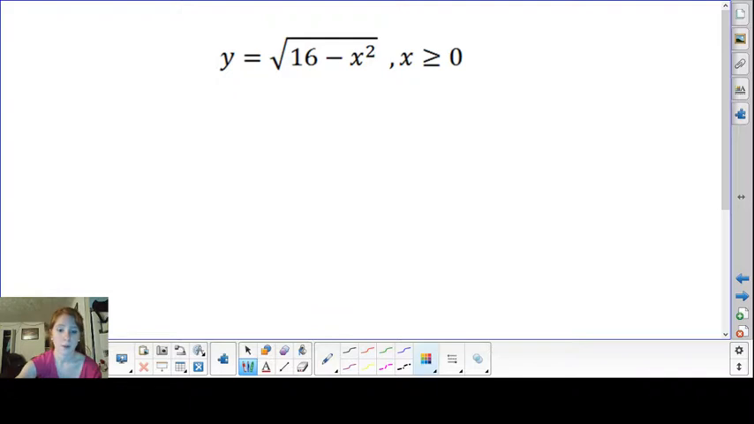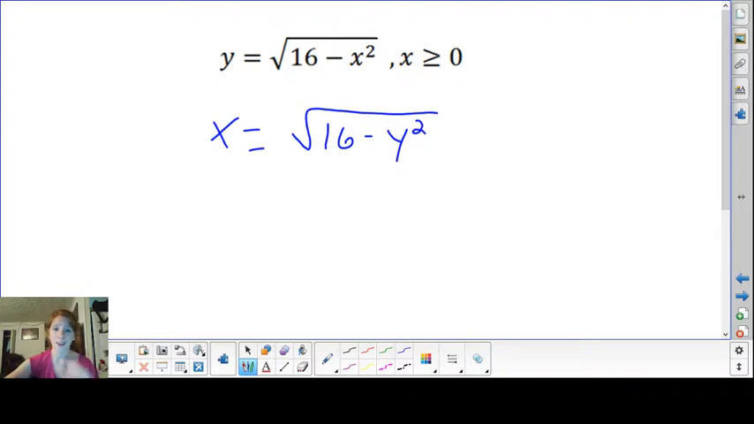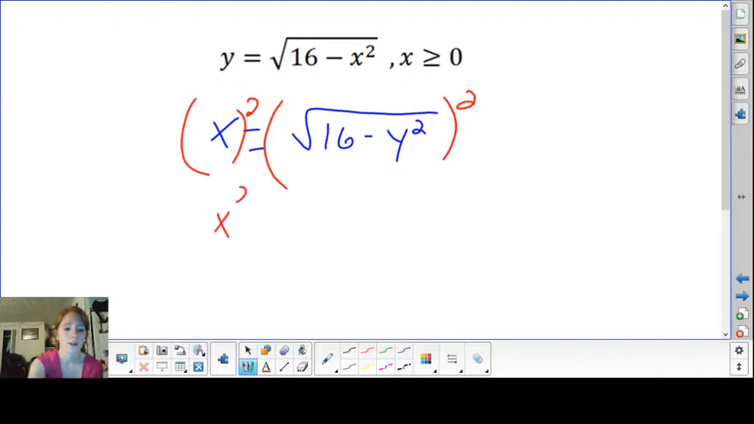Next problem. Again, we're going to start by switching our variables. So I have x is equal to the square root of 16 minus y squared. And I've got to get y by itself. My first problem was a little bit easier because all you had to do was undo addition and subtraction. Well, now I need to get rid of that square root. To undo a square root, I'm going to square both sides. So now I have x squared is equal to 16 minus y squared.